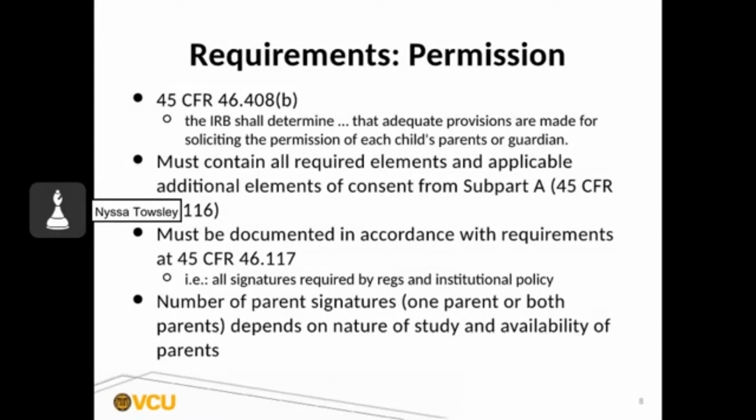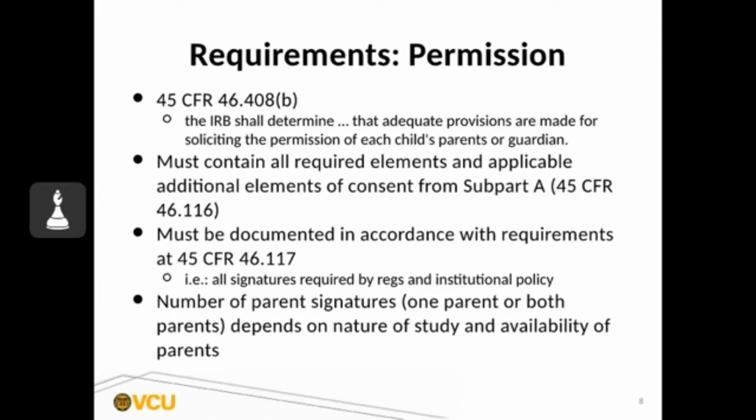The regulations state that the IRB shall determine that adequate provisions are made for soliciting the permission of each child's parents or guardian when conducting research involving children. The parental permission process and form must contain all the required elements and applicable additional elements of consent from Subpart A. Permission must also be documented in accordance with the requirements at 45 CFR 46.117, which is to say that all signatures required by the regulations and institutional policy must be obtained.